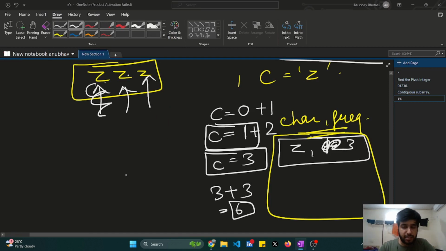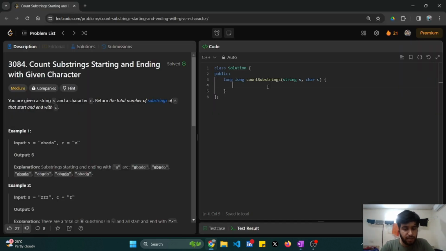If I try to write the code for this case, first I need an unordered map which stores the character and the frequency. Second, I need my count, and in this case the count is of type long long, because I have to return long long. Okay, I'll just iterate over all the indices.